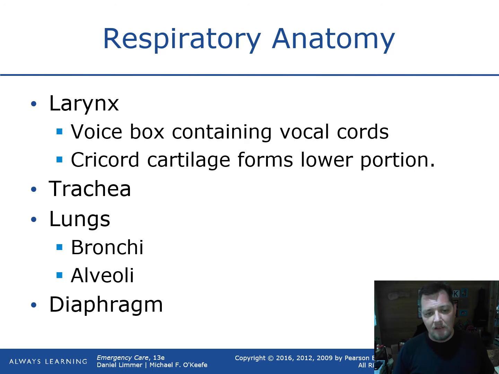The larynx, which is your voice box, contains two white muscles called vocal cords. They look like a V when you look at it. Then you've got your cricoid cartilage, which forms the lower portion of the larynx, and it goes into the trachea. Then air goes into the lungs, the bronchi, the alveoli, and then the diaphragm. The diaphragm helps to expand the chest and contract the chest for breathing.